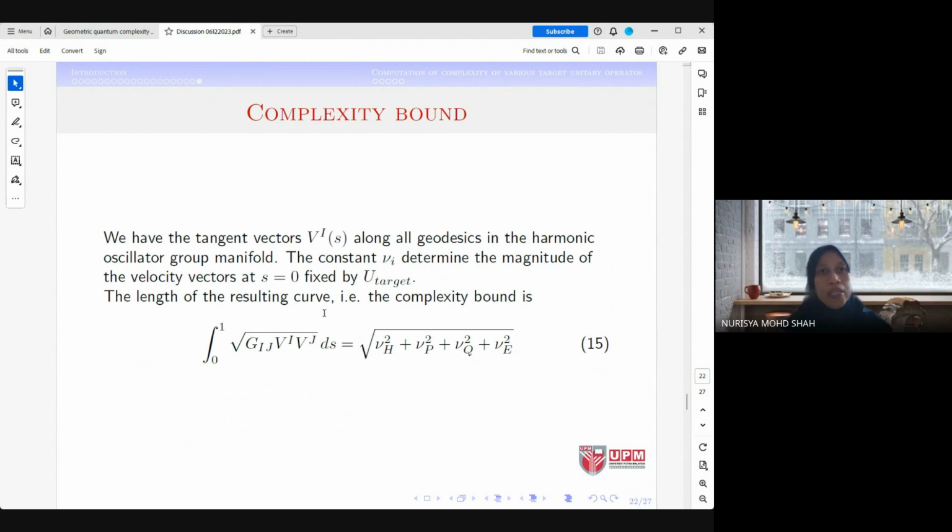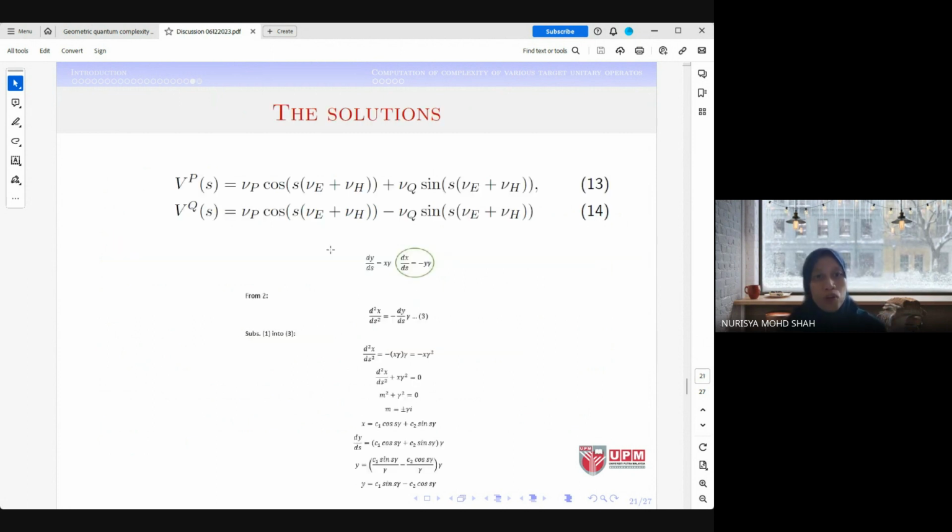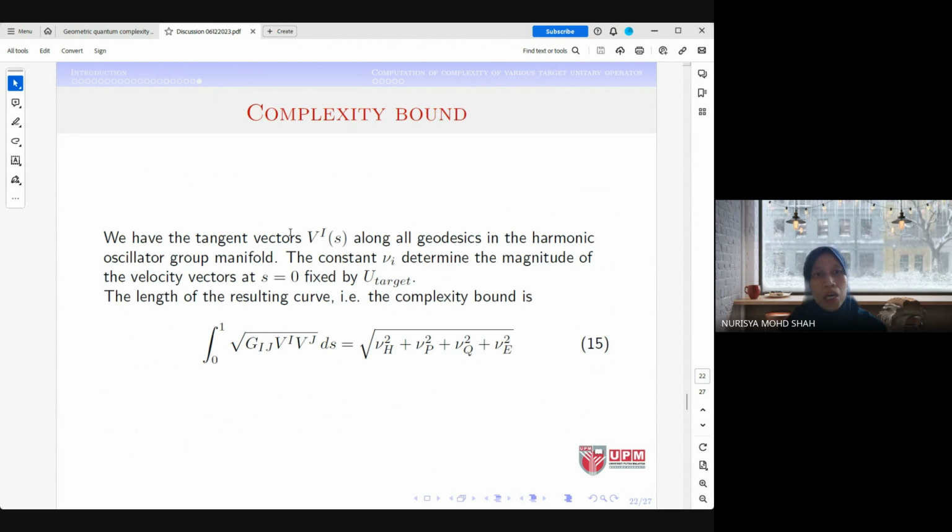Then you can look at the complexity bound. So by right, you have all the tangent vectors now along all geodesics in the HOS group. So the constant nu I determines the magnitude of the velocity vectors at S0. You can write down the length of the resulting curve, or the complexity bound. I did not put this earlier in the slide, okay, but from the paper, you do have that, where it is given by equation 15. So all these are the magnitudes, okay.